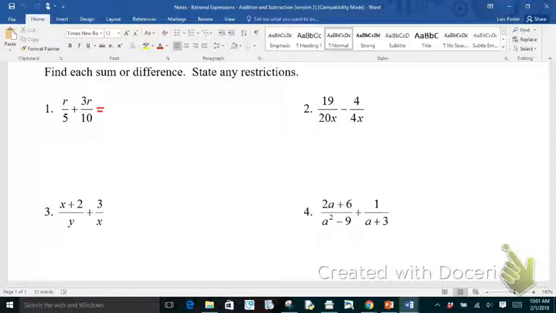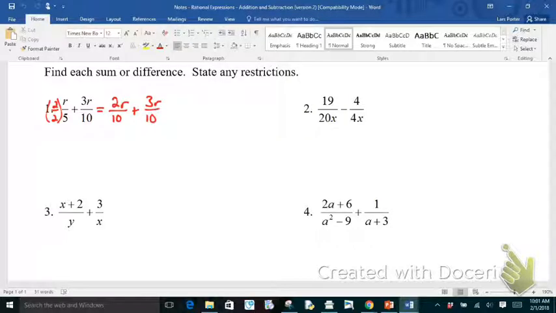So we need to find a common denominator. As a reminder, that means that we are looking for the least common multiple. Well, the least common multiple between 5 and 10 is going to be 10, which means we need to multiply our 5 over here on the left by 2. And really the only number we're allowed to multiply by that doesn't change something is 1. So we have to find something that we will multiply over itself. So in this case, it is going to give us 2r over 10 plus 3r over 10.